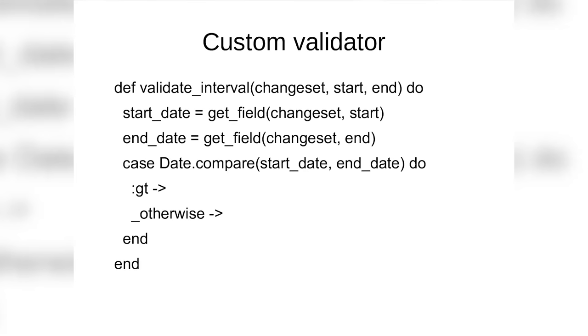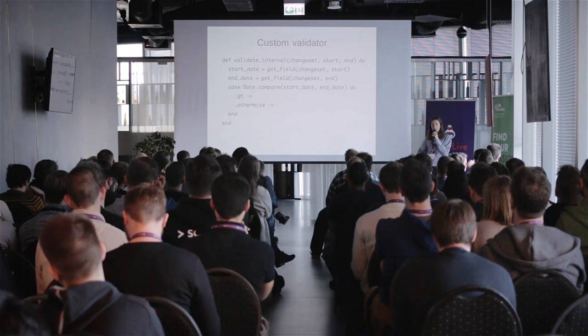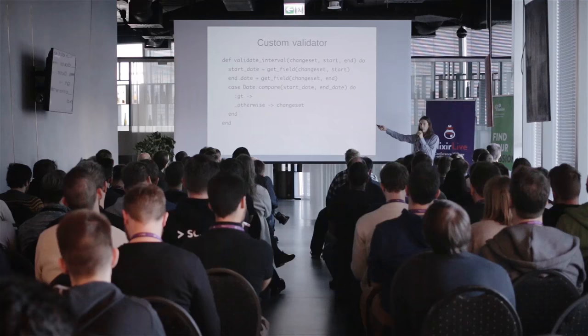Now that we have those two dates, we can just compare them. And there are two cases. Either the start date is greater than the end date. This is the GT case. Or in all other cases, everything is fine. So if everything is fine in this particular validator, we just return the change set unmodified. And what does it mean? It means that if in previous validators there were any errors, they will be still there. If everything was OK so far, it will be still OK.